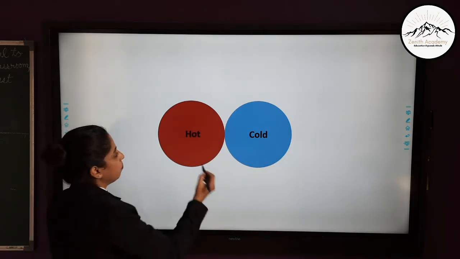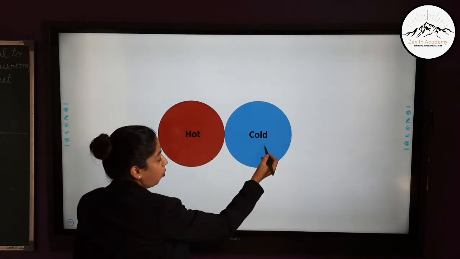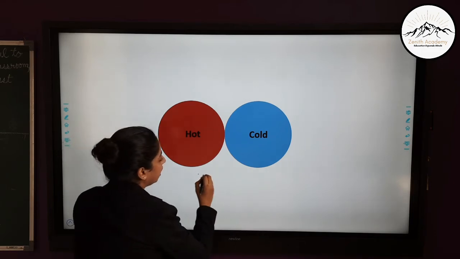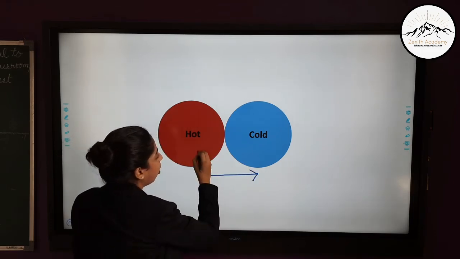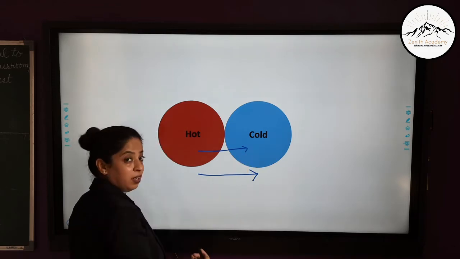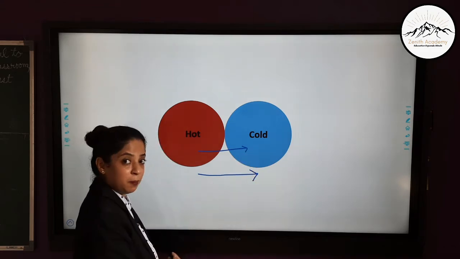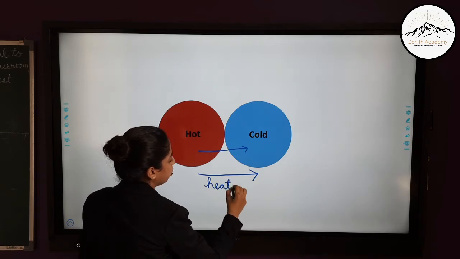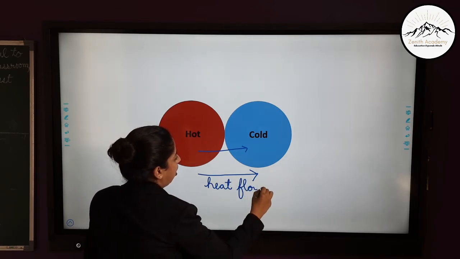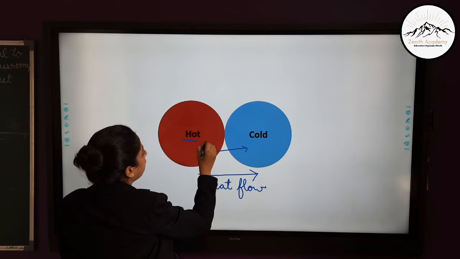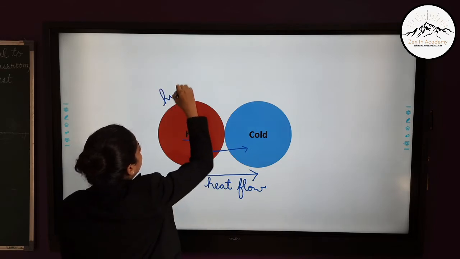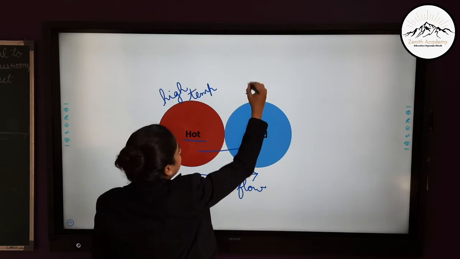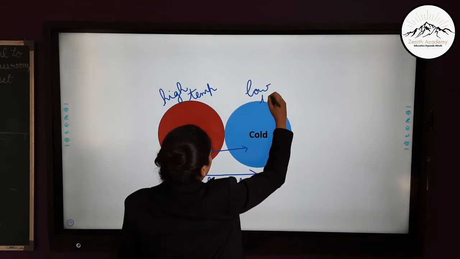Now if you see here, this is a hot body and this is a cold body and both of them are in contact. Then what will happen? The heat will flow like this from a hot body to a cold body until the temperature of both of them are same. So this is the direction of heat flow. So heat also flows from hot to cold, that is from a body having a high temperature to a body having low temperature.